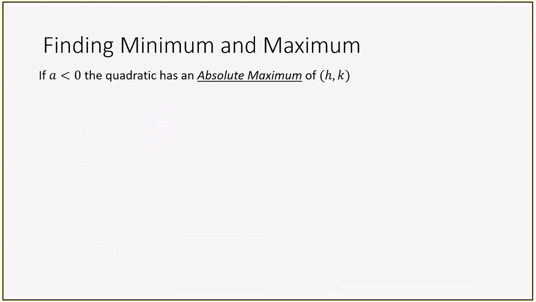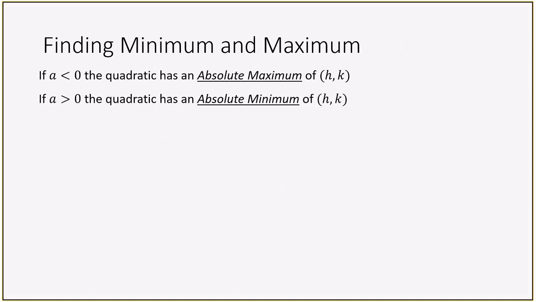Finding minimum, maximum is very similar to finding the domain and range, well, more specifically the range. So we're going to have two cases just like we did with range. If a is less than 0, we're going to have an absolute maximum at h comma k. If a is greater than 0, we're going to have an absolute minimum at h comma k.